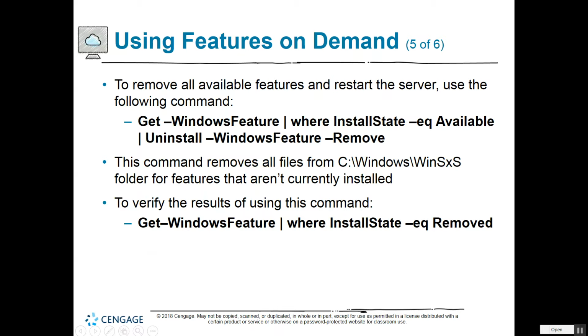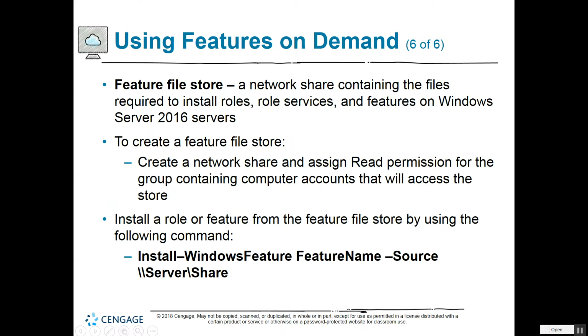Verify the results. You go ahead and use this cmdlet, Get-WindowsFeature. This symbol is called the pipe. You've got to have the space, got to have the pipe, got to have the space. So like I said, the syntax is very particular. So you'll verify the results using this command. And then we move forward.